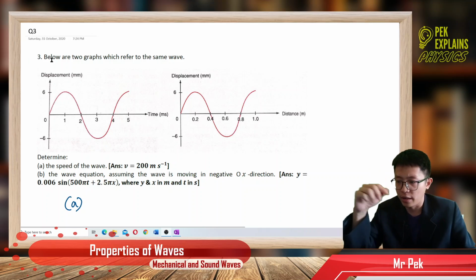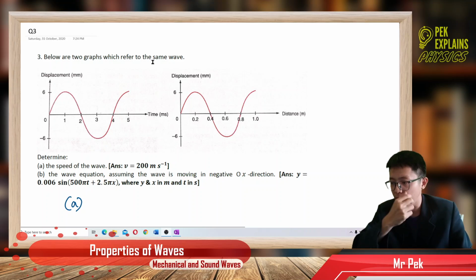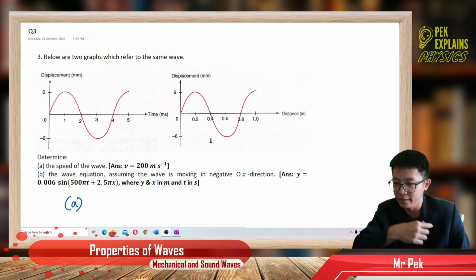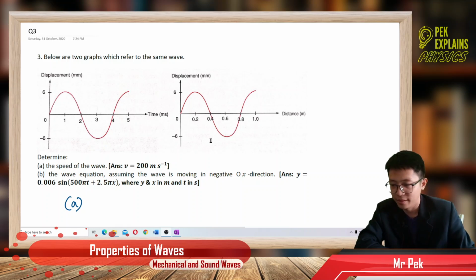Below are two graphs which refer to the same wave. Determine the speed of the wave. I didn't see any speed here. How to find out the speed of the wave? And also the wave equation.